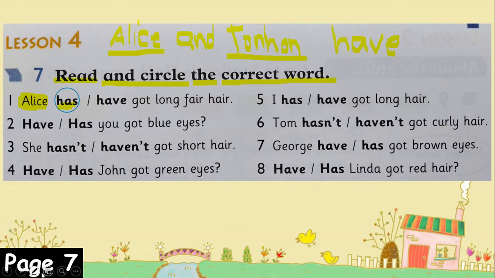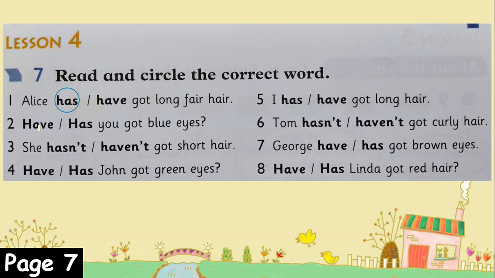Okay, so let's start answering this one. Have, has, you got blue eyes. So what's the answer? Have you or has you got blue eyes? So look at the word you. You are questioning, so we are going to use the word have before the word you. Have you got blue eyes? So there, circle your answer. Next, number 3. She hasn't or haven't got short hair. It's a sentence and the word she, so you're going to circle your answer. Hasn't. Only one person. She, it for hasn't.